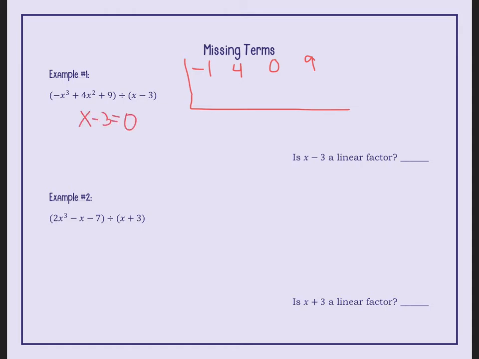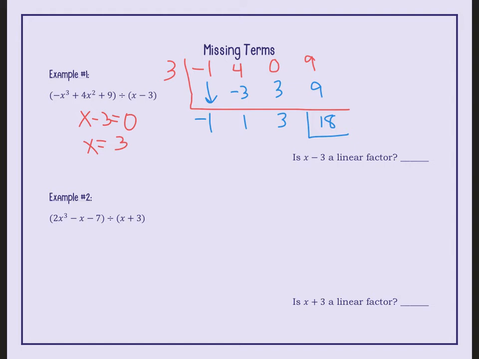And so add 3 to both sides, and we're going to put a 3 on the outside. Okay, so rule number 1 is going to be to bring down your first number and always multiply with the number on the outside. Add them together, multiply with the number on the outside. Add them together, multiply with the number on the outside. Add them together, and that is your remainder.